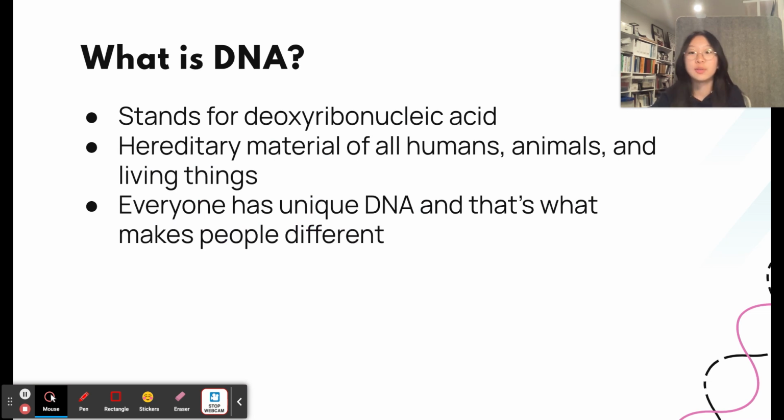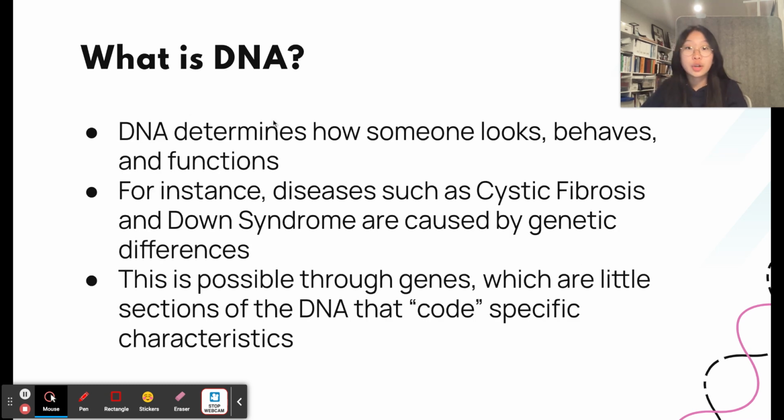But first, before we dive into RNA, a little bit more information about DNA. DNA stands for deoxyribonucleic acid, and it is a hereditary material responsible for making up humans, animals, and all living things. Everyone has unique DNA, and that's what makes us different. DNA determines how someone looks, behaves, and functions. It is also responsible for causing the genetic differences for diseases such as cystic fibrosis and Down syndrome. This is possible through genes, which are little sections of DNA that code specific characteristics.